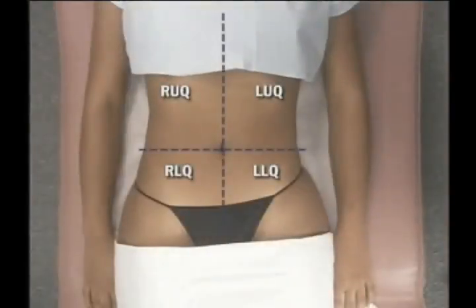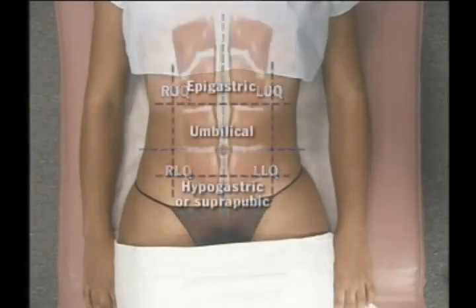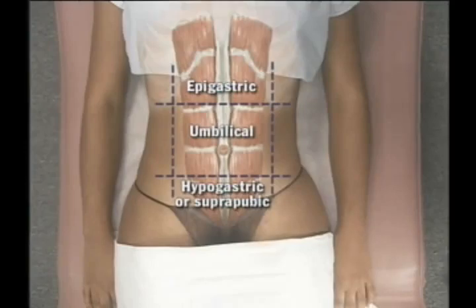For descriptive purposes, the abdomen is divided by imaginary lines that cross at the umbilicus. These lines form the right upper, left upper, right lower, and left lower quadrants. The abdomen may also be divided into 9 areas. The 3 midline areas are the epigastric, umbilical, and hypogastric or suprapubic areas.